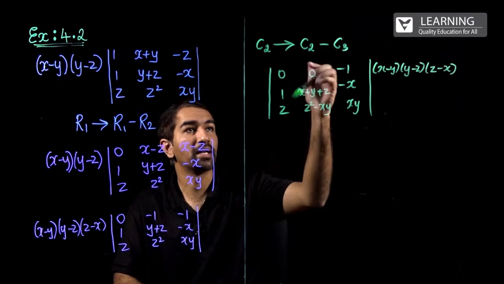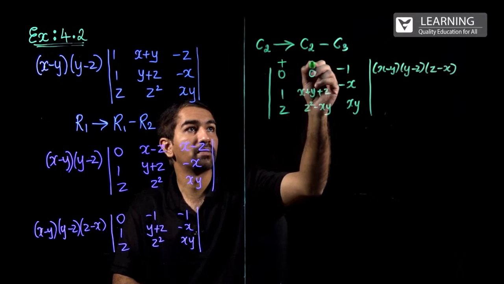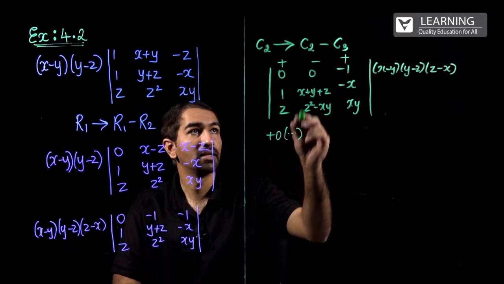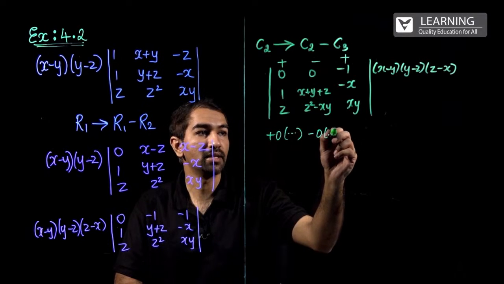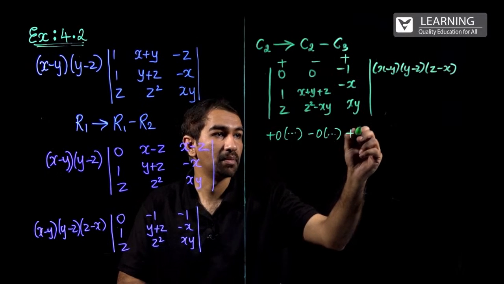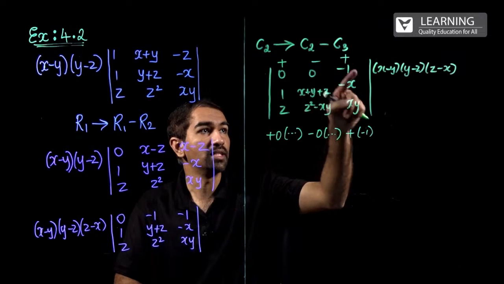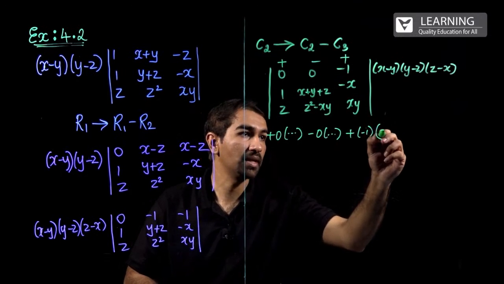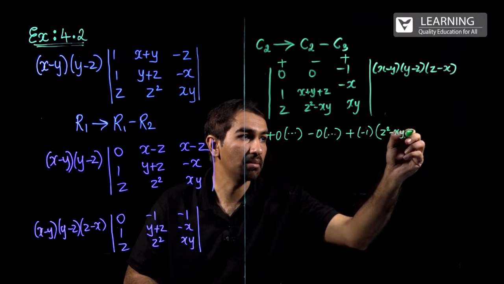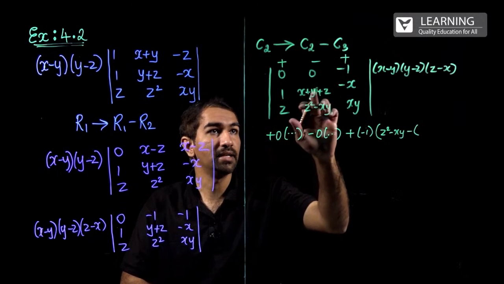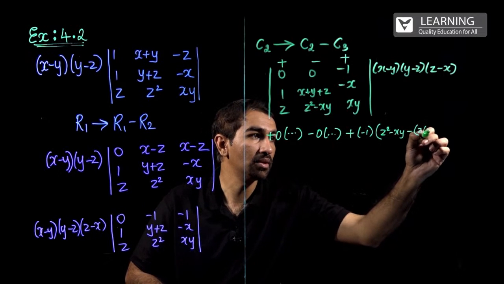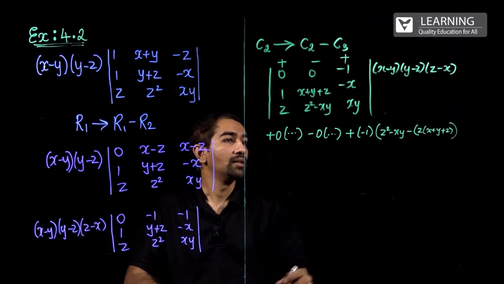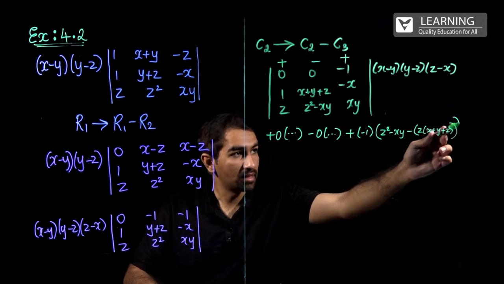So 0, 0 and minus 1. Write down the cofactors plus, minus and plus. So plus 0 into anything is 0. Minus 0 into anything is 0. And finally we have plus of minus 1. So these both are gone. Open the bracket. Z square minus xy as it is. Z square minus xy minus of z into, so that will become z into x plus y plus z. So this and another bracket here.